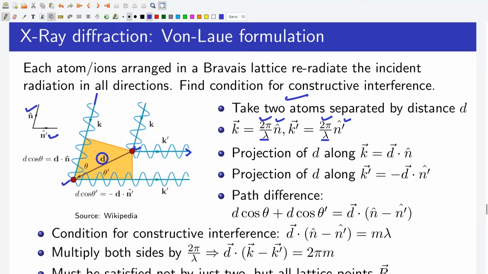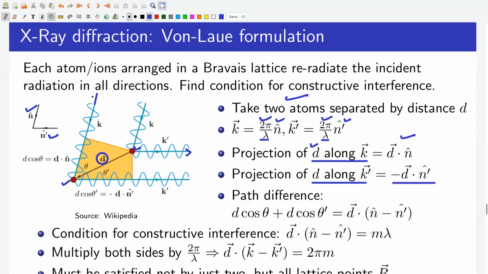Now we know that d is the separation between these two atoms. So now we calculate the projection of d along k. To do that, we take a dot product. So d dot n hat, where n hat is the unit vector along k, will give the projection of d along k. Similarly, we can get the projection of d along k dashed, which is given by minus d dot n hat dashed.